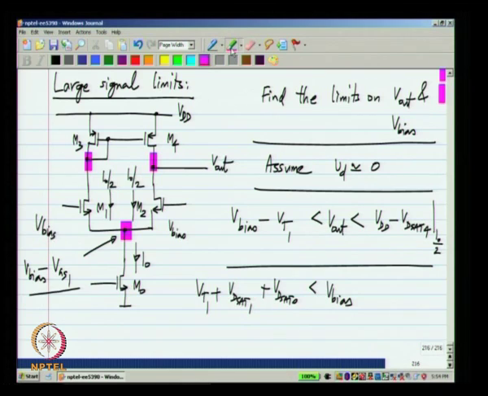Okay. So, what is important here are the ranges. VT1 is a threshold voltage plus 2 overdrive voltages above ground, that is the lower limit on V bias. Now, what happens if V bias goes on increasing?